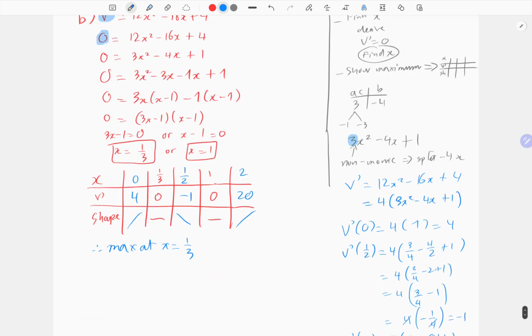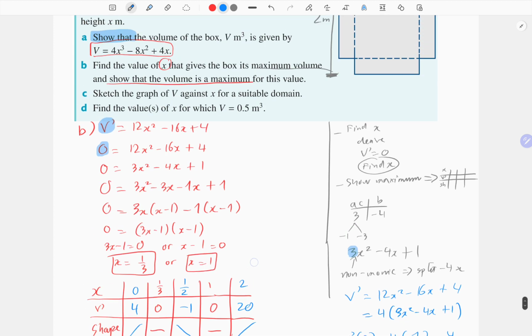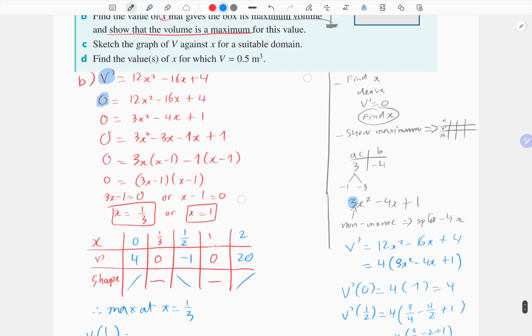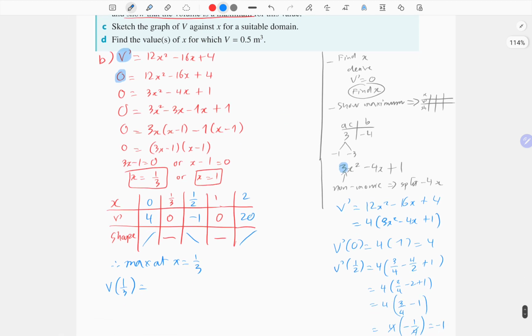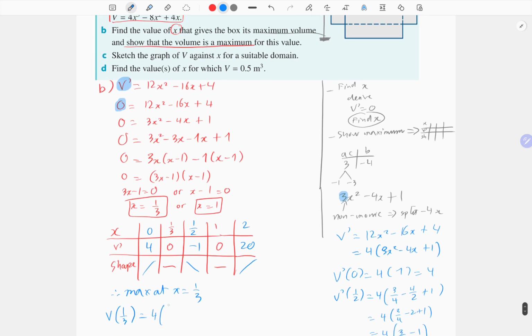And then we need to find the volume at 1/3. When x equals 1/3, use the original equation? Yes, it would be the original equation. That would be 4 times 1/3 cubed is 1/27.